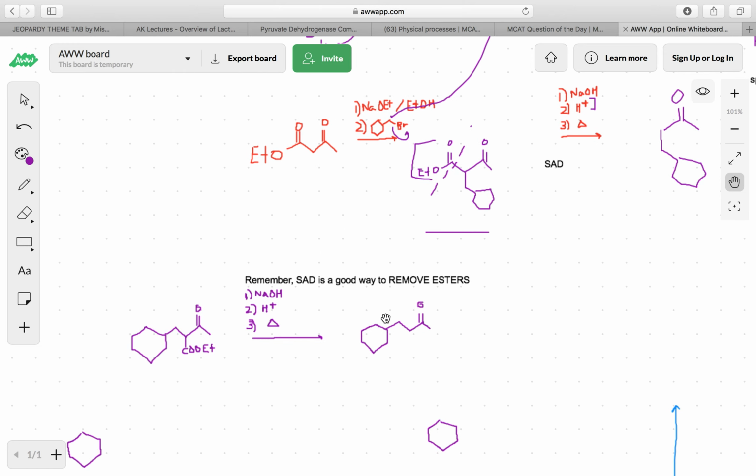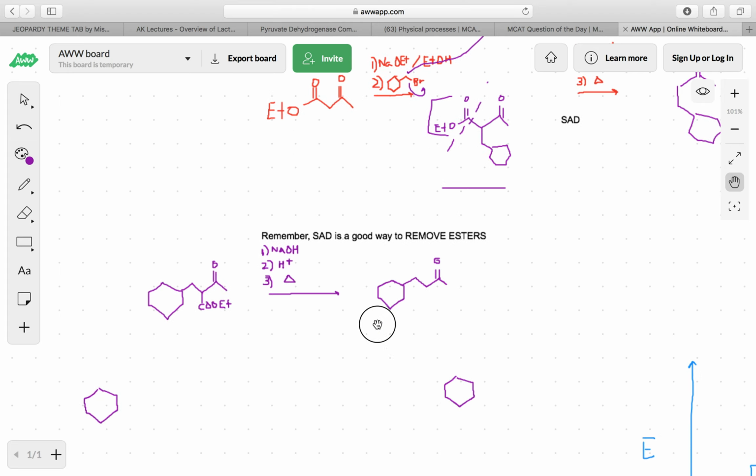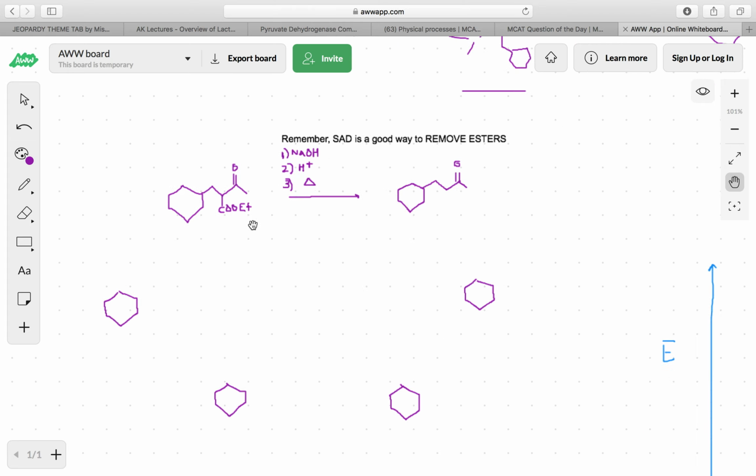So I know I kind of jumped a few steps, so I'll take you through step by step what happens. First, our base is going to do base catalyzed ester hydrolysis. So what we should be left with is, oh man, messed up.